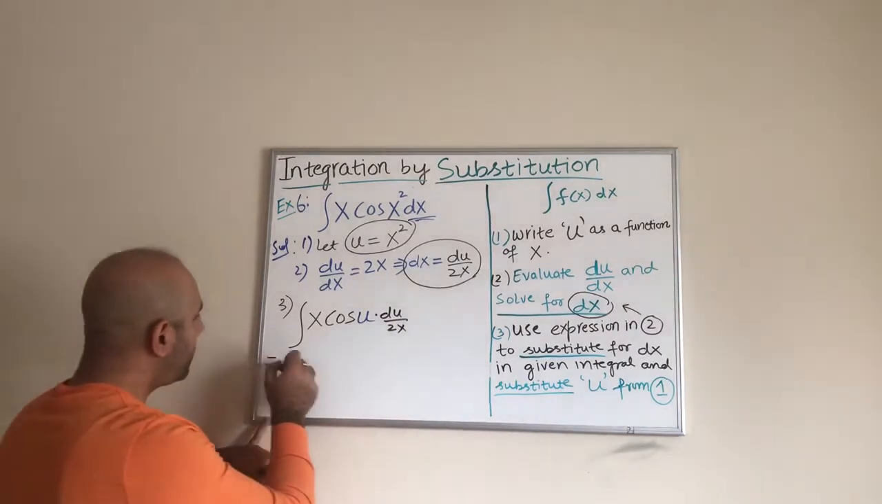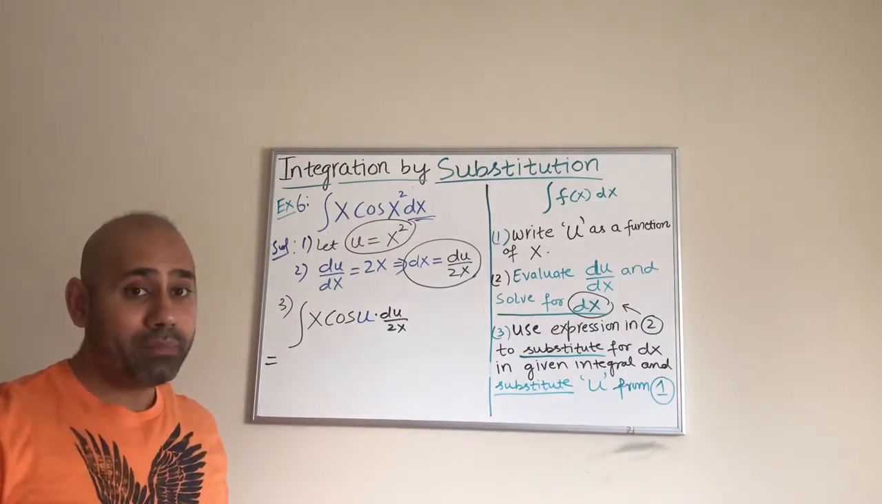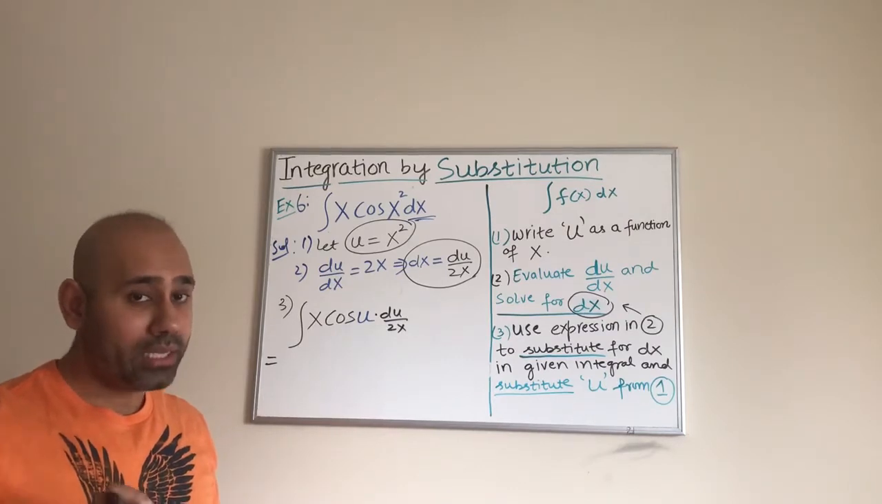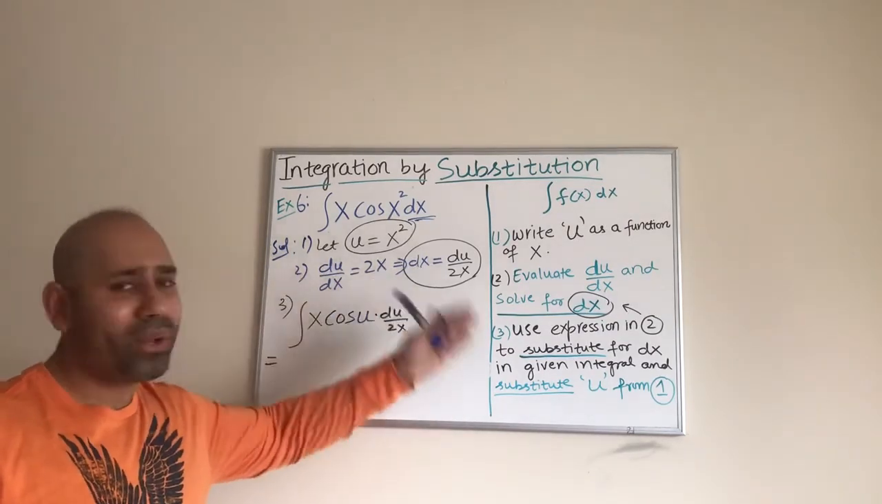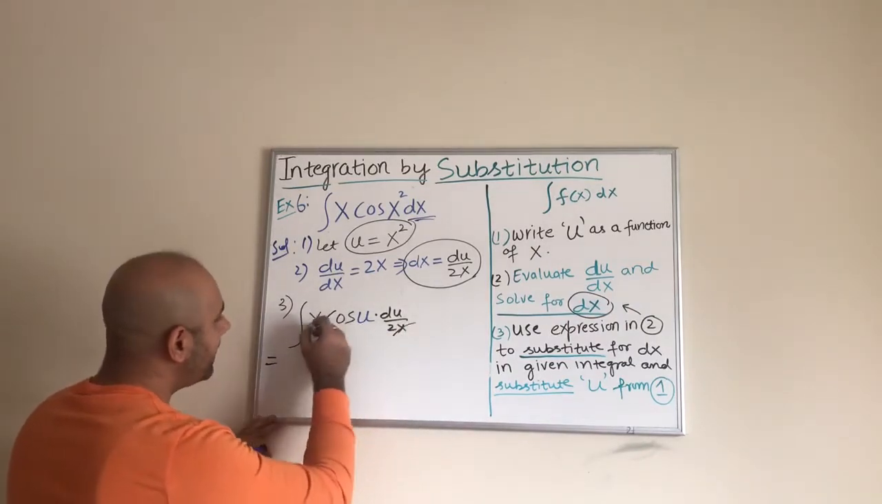From here, guys, you will see that things will cross out. Most of the time things will cross out. There might be times when things may not cross out, but I will show you that example as well and how to deal with that. But we'll still be following these three steps, okay? So the x and x will cross out.